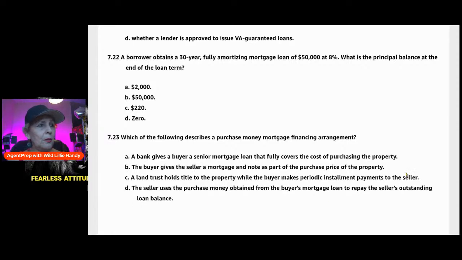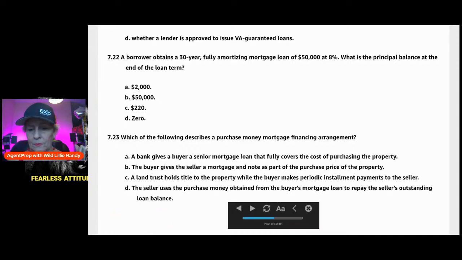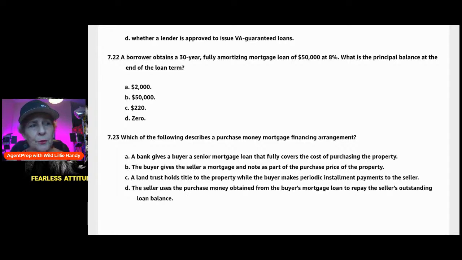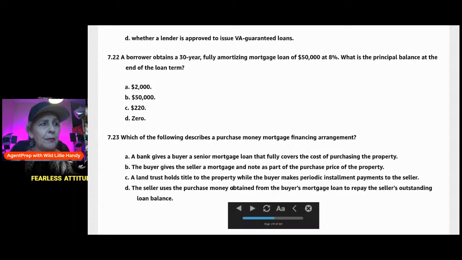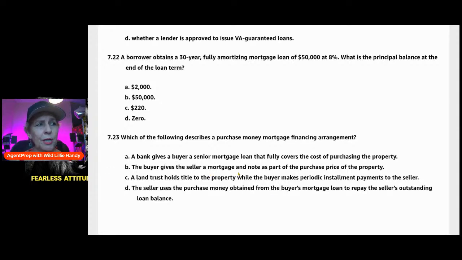So it says, which one describes purchase money mortgage? So you're purchasing a property, you have a mortgage, and there's other things that go along with it. Type your answer in the chat. No one's answering. The answer is B. The buyer gives the seller a mortgage and a note.